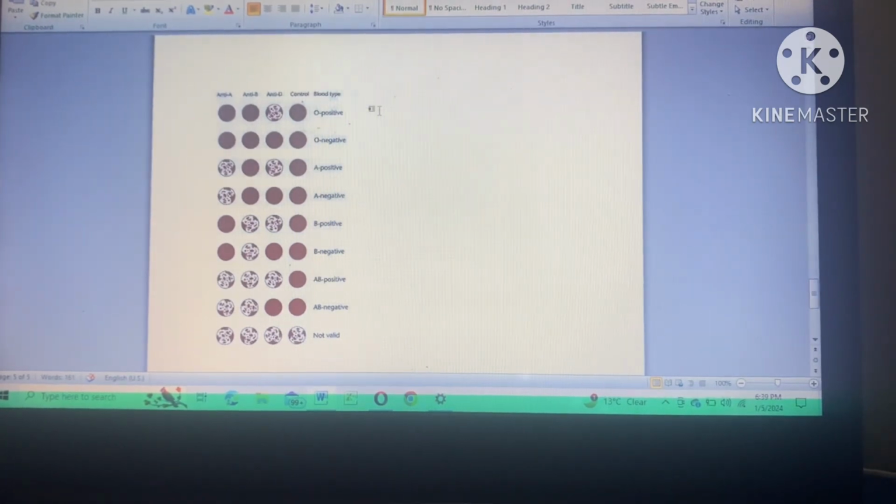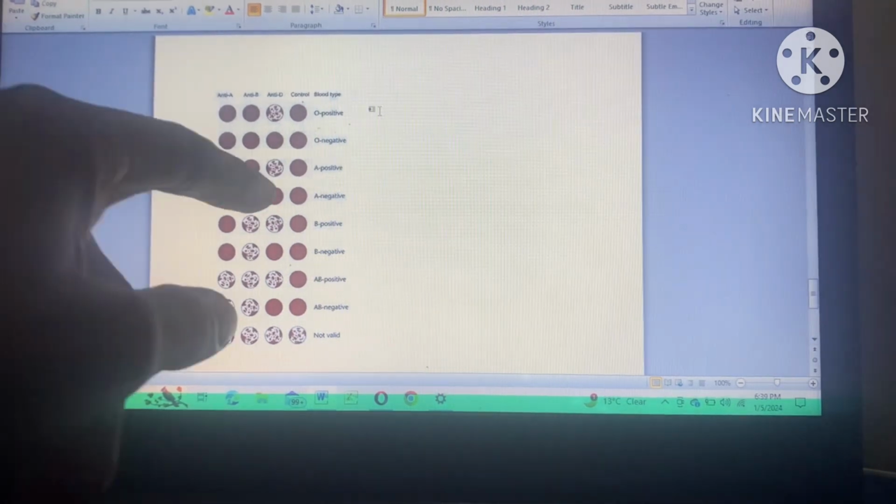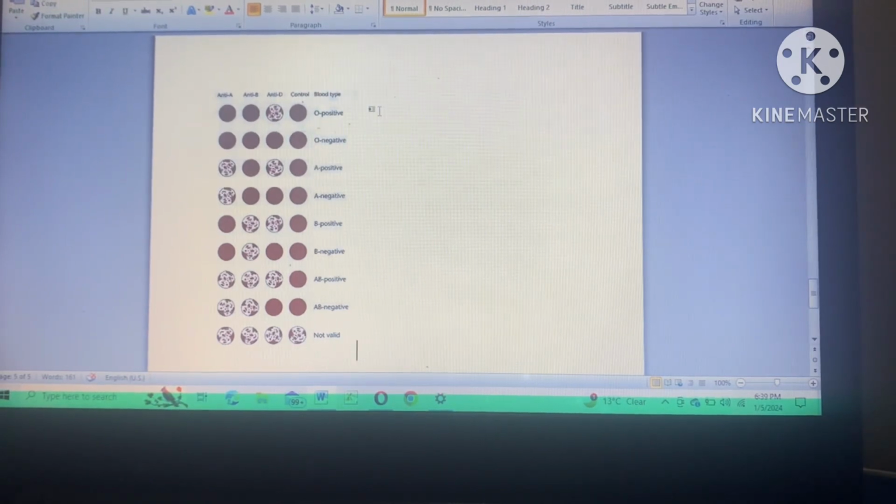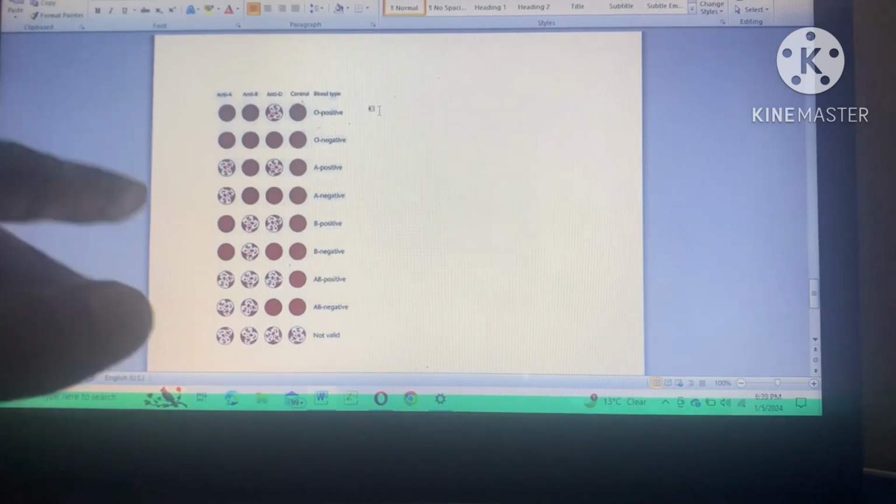All right. Let's go to the third scenario. The blood sample, after it was tested, has agglutination in A, no agglutination in B, and agglutination in Rh factors, and the control remains the same. So what will be the result here? If there's an agglutination in A, it is A. But A what now? A positive. Why are we saying positive? Because on the Rh factor, it is showing a positive reading. That's why it will be called A positive.